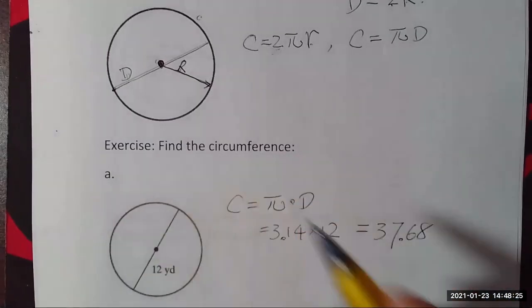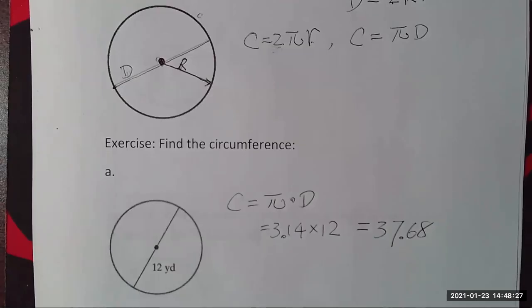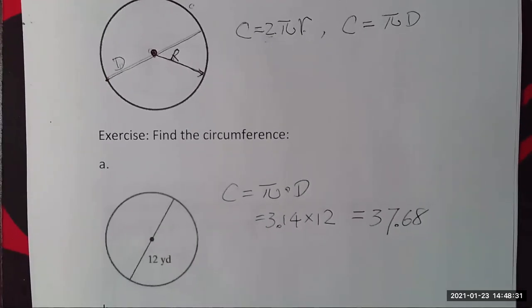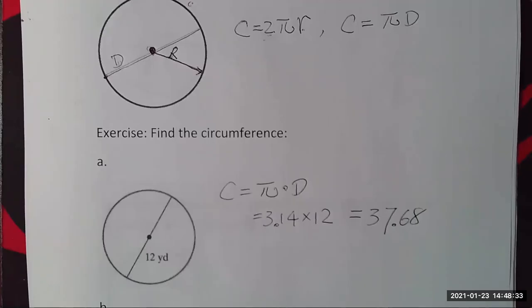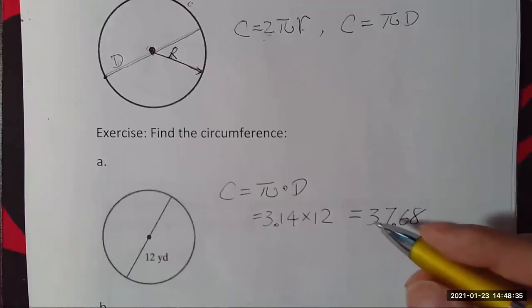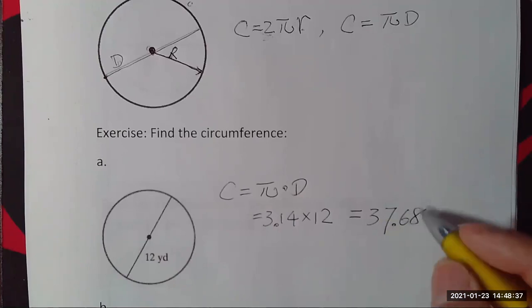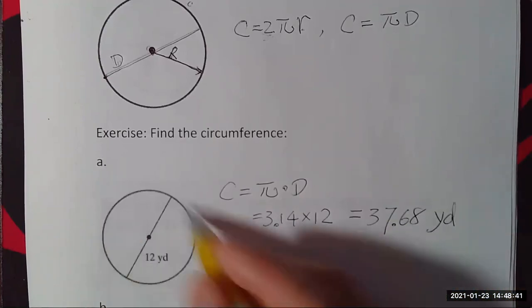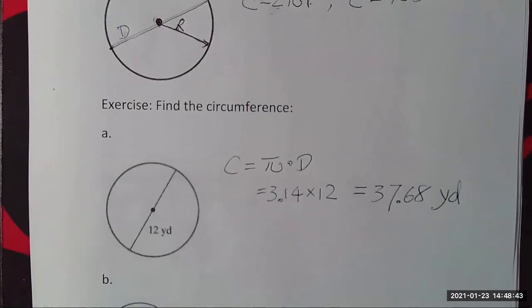They didn't mention it here, but usually when you do your homework, there will be a requirement about to which digit you need to round your final answer. So always pay attention to that. This is just a demonstration. The unit is yards. So the total length of this circle is 37.68 yards.